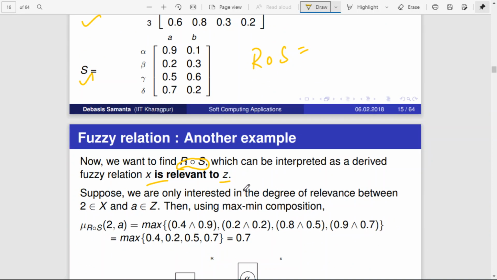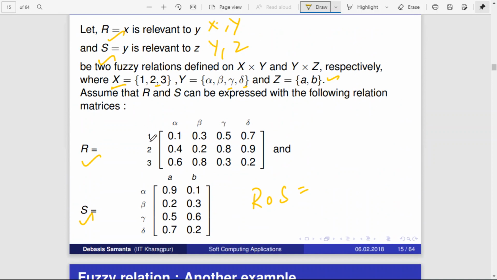Now suppose that we are only interested in the degree of relevance between 2 and A. Assume you are not interested in all the other relevance. We are only interested in how 2 is connected with A. I don't want the entire R composition S, I want only this part. Then what you have to do is take this 2, which corresponds to the second row, and A, which corresponds to the first column. For this alone you find the min max value.